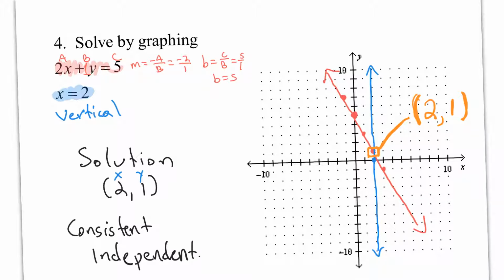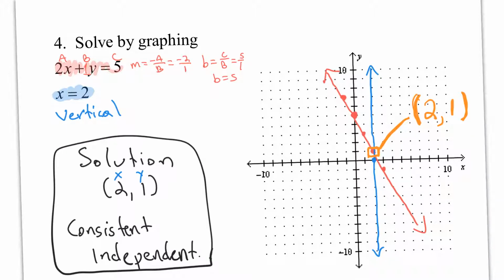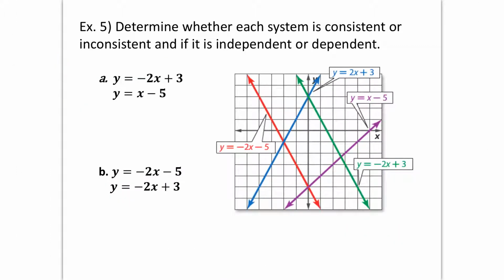All right, guys. So let's go ahead and look at the last example for this video, and that's going to be my last one. For this one, we want to determine whether each system is consistent or inconsistent, and we want to know if it's independent or dependent. You're not solving, you're not looking for the answer, but you want to find out what type of system. You want to classify the system. So the graphs are already given to you. We have a red, a green, a blue, and a purple one. And we just want to know if this system is consistent, inconsistent, dependent, or independent.